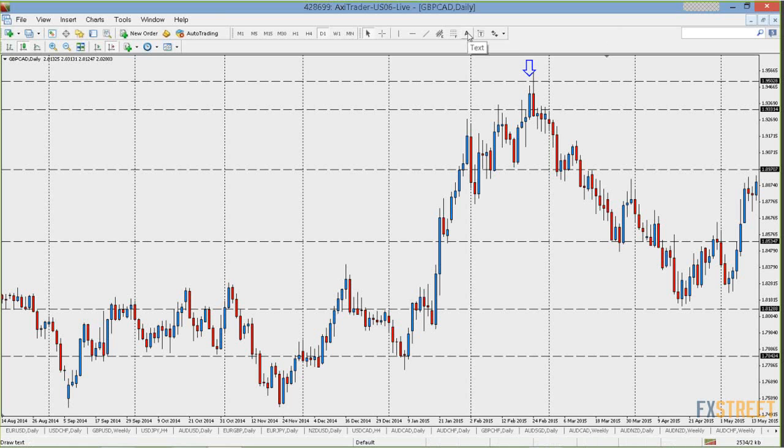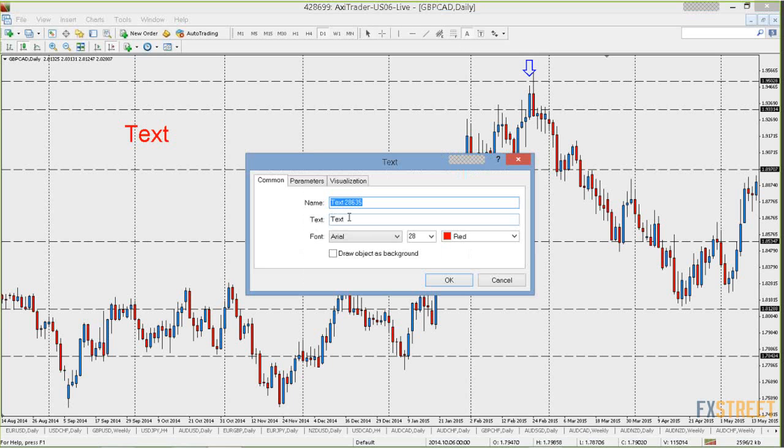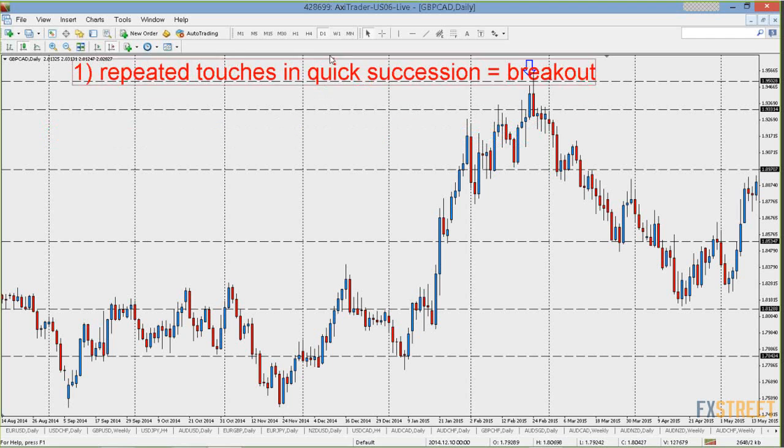First of all, you've seen how to use a higher time frame. Okay. Step number 2 is you go down to the lower time frame that you're going to trade on, just to make sure you didn't miss any. Now, I'm not going to talk about patterns today, but what I want to do is talk about overall market behavior when it reaches a zone, and what does that tell us? Okay. Number 1, quick, repeated touches. Repeated touches in quick succession equals breakout.